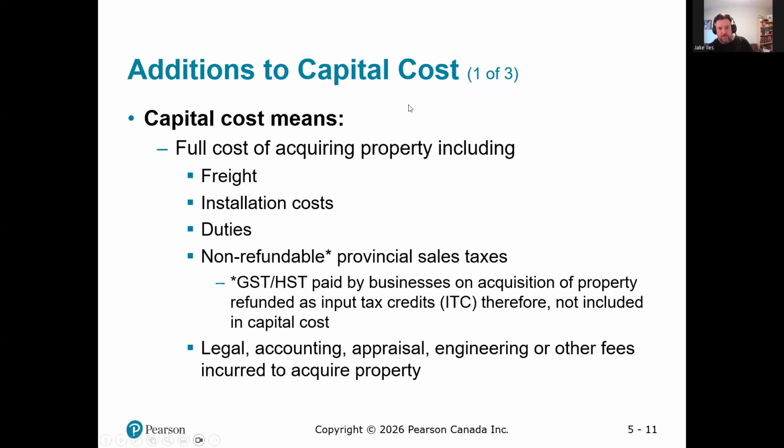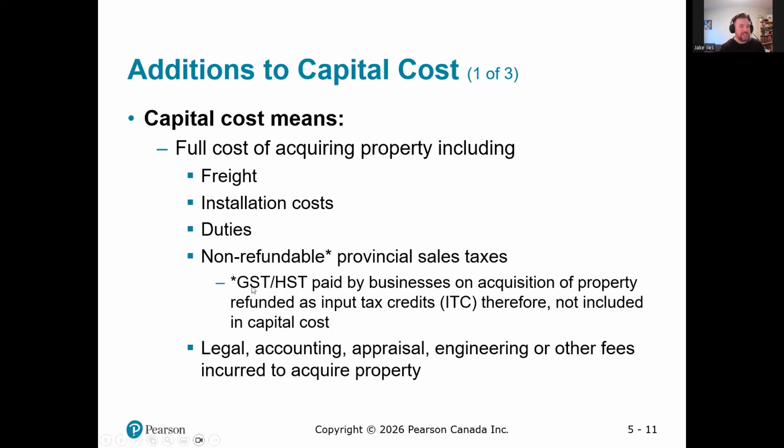When we have a capital property, we have to consider its capital cost because it's from that point that CCA will start. The capital cost means the full cost of acquiring the property. So it's not just the cost to purchase the actual machine, but also the cost of shipping, installation, if there's specific duties. Some purchases might have legal, accounting, appraisal, or engineering fees that are necessary to acquire the property. So these expenses can all be included in the capital cost.